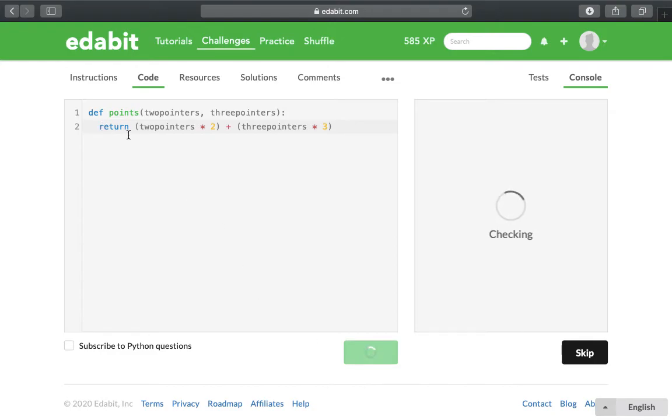So return two-pointers times 2 plus three-pointers times 3, and that should give the answer for the total of points, and it does. So that was kind of a roundabout way of solving this problem of how to find the score or the points for basketball shots from two-pointers and three-pointers.